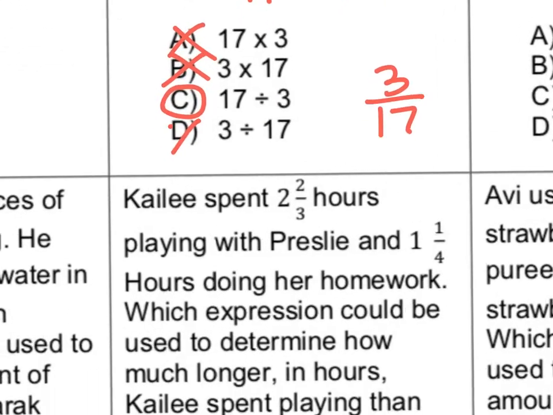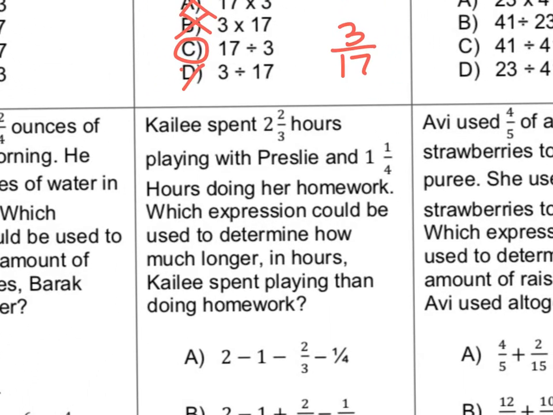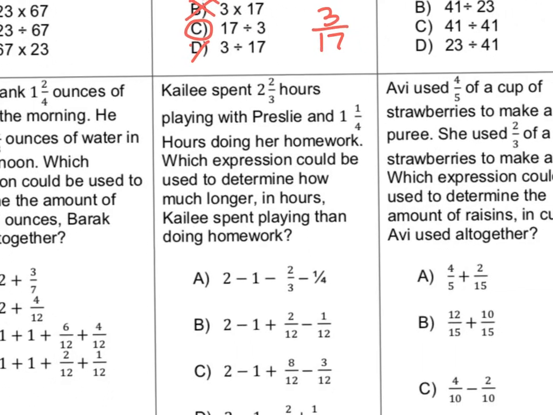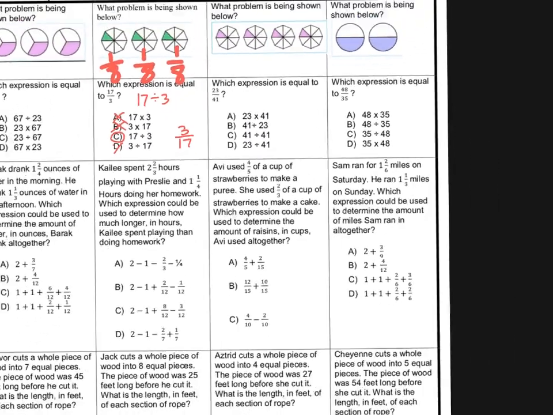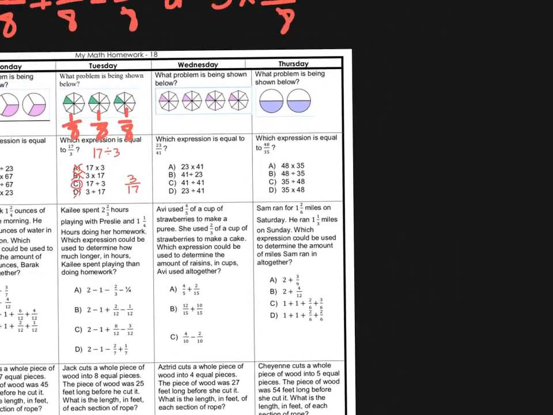For the next one, it says, Kaylee spent 2 2/3 hours playing with Presley and 1 1/4 hours doing her homework. Which expression could be used to determine how much longer in hours Kaylee spent playing than doing homework? So obviously, she spent more time playing, which is 2 2/3 hours, minus, because it says how much more. So you're comparing it by subtracting.